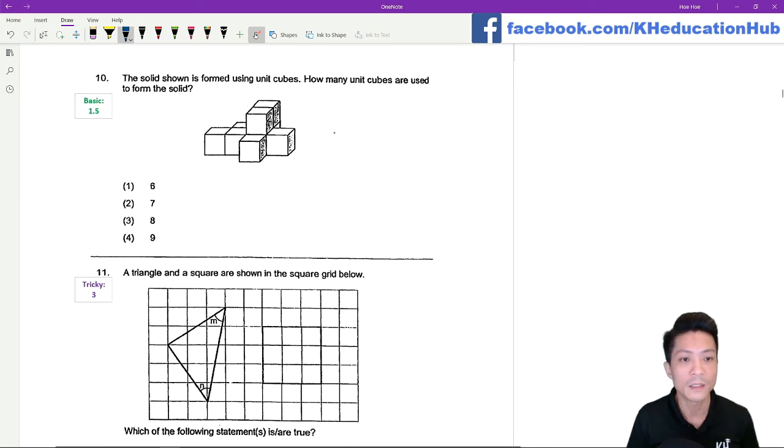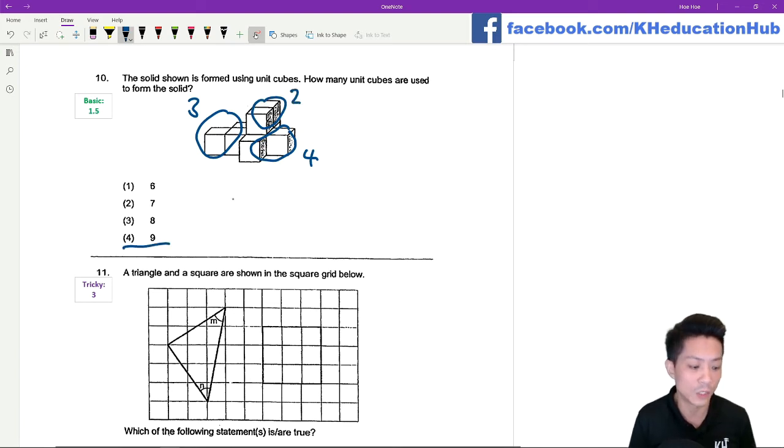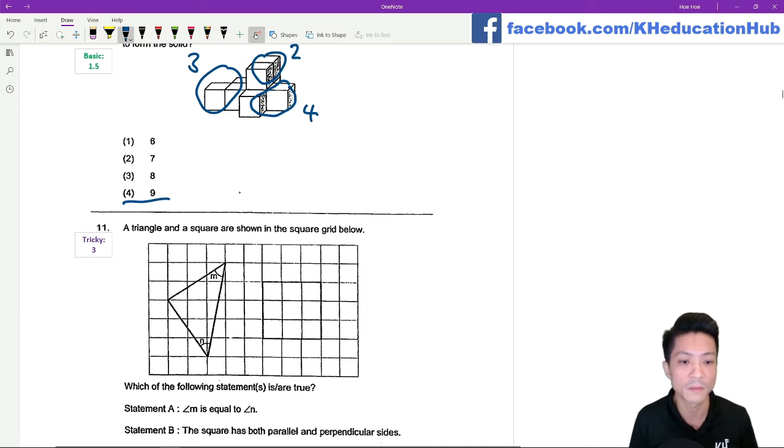Question 10. The solid shown is formed using unit cubes. How many unit cubes are used to form the solid? Okay, now you can see that over here there's 3. Okay, now over here, including the 3 over here, there's 4. Right, on top there's another 2. So in total there will be 9 unit cubes. Answer is number 4.